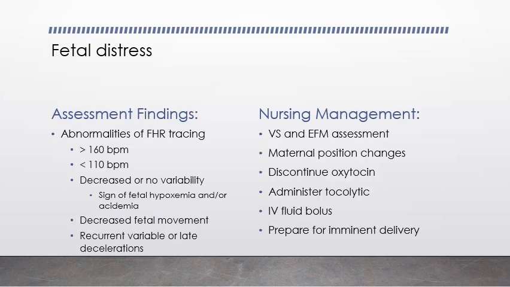Fetal distress. And we did fetal heart rate tracings a few weeks ago. Abnormalities in the fetal heart rate tracing might be greater than 160, which is tachycardia, could be bradycardia, it could be decreased or no variability, that's that wiggliness of the baseline, and that means that there could be some hypoxemia going on, or acidemia, or hypoxia, or asphyxia.